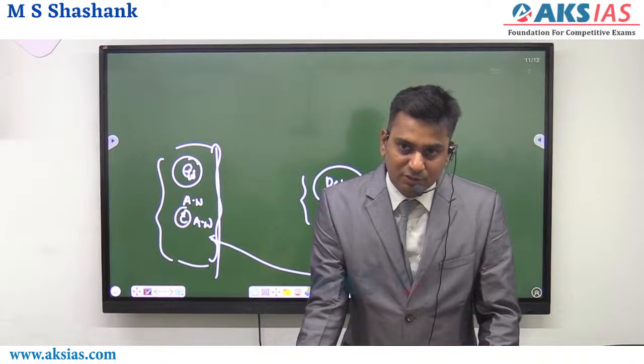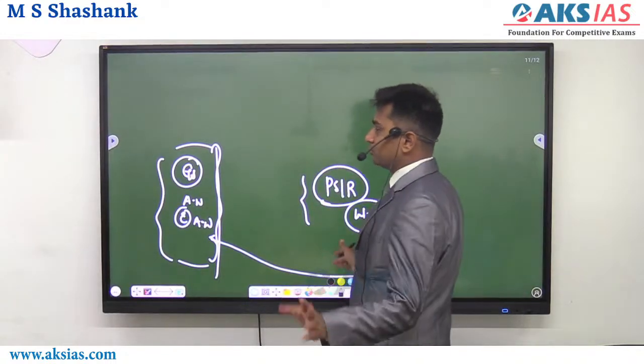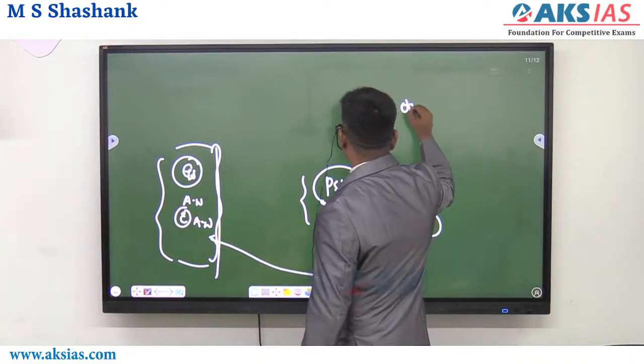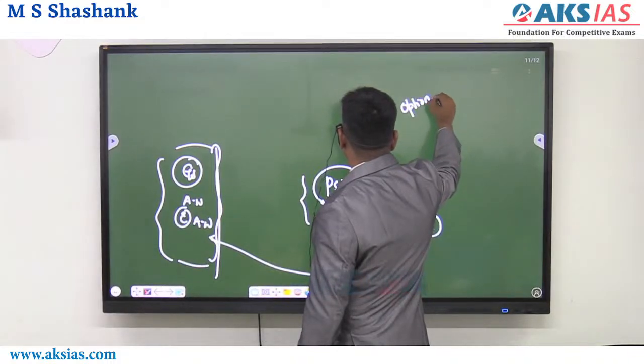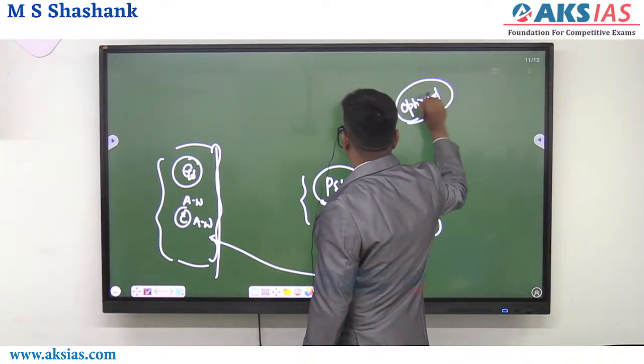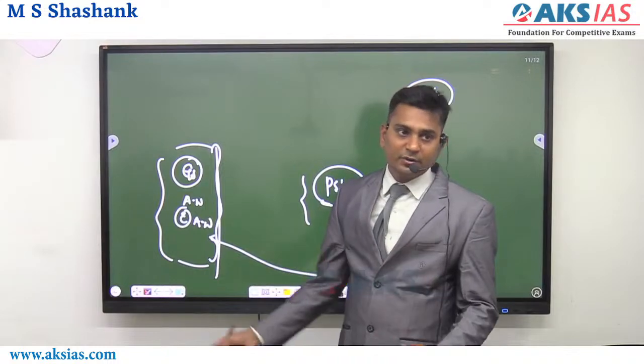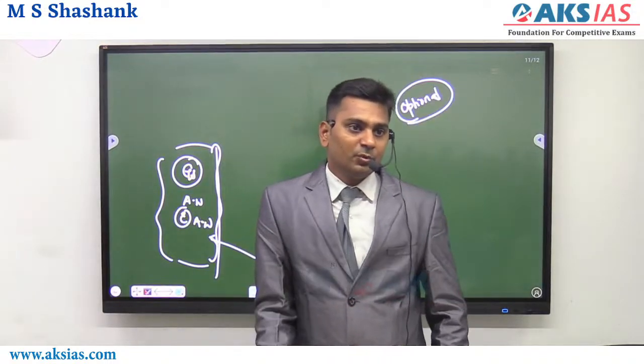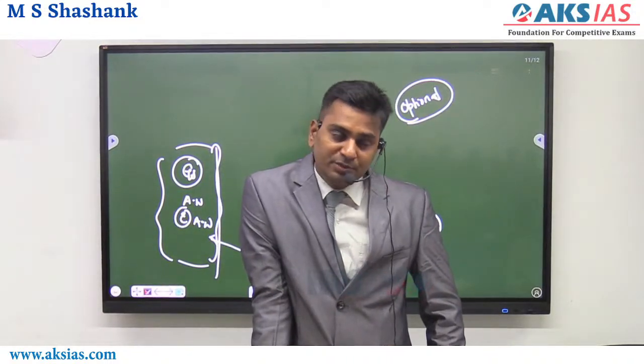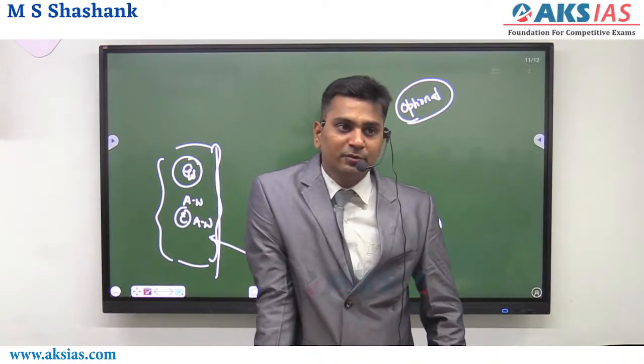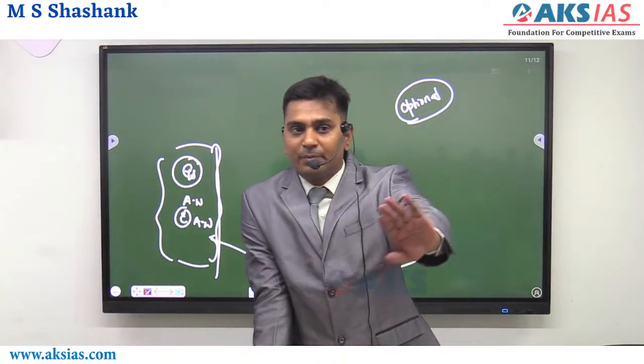Right, this is the next one. What if the optional is removed? The last one. If the optional is removed, anyhow it has GS overlapping, so you are saved there. And if the optional is removed, with what will they replace it? They will go for a common paper like public policy.